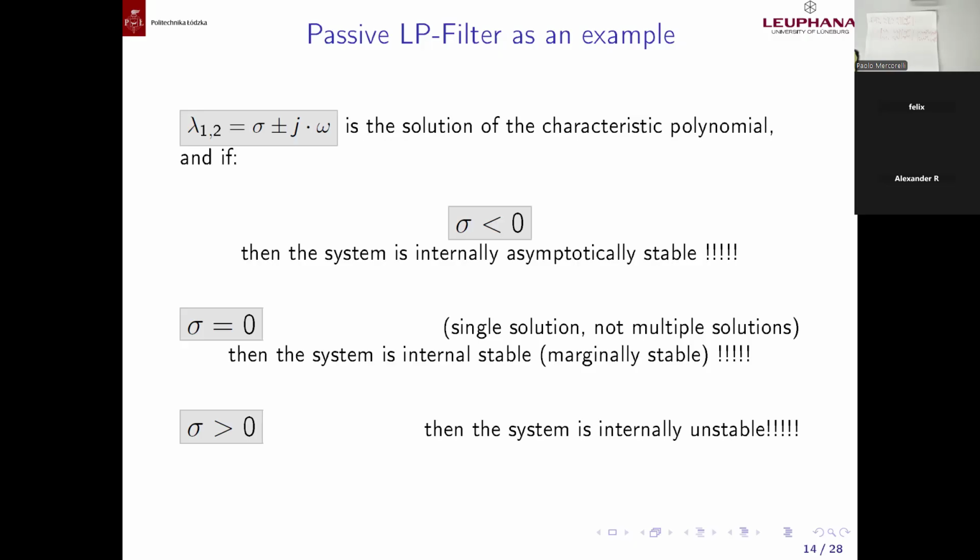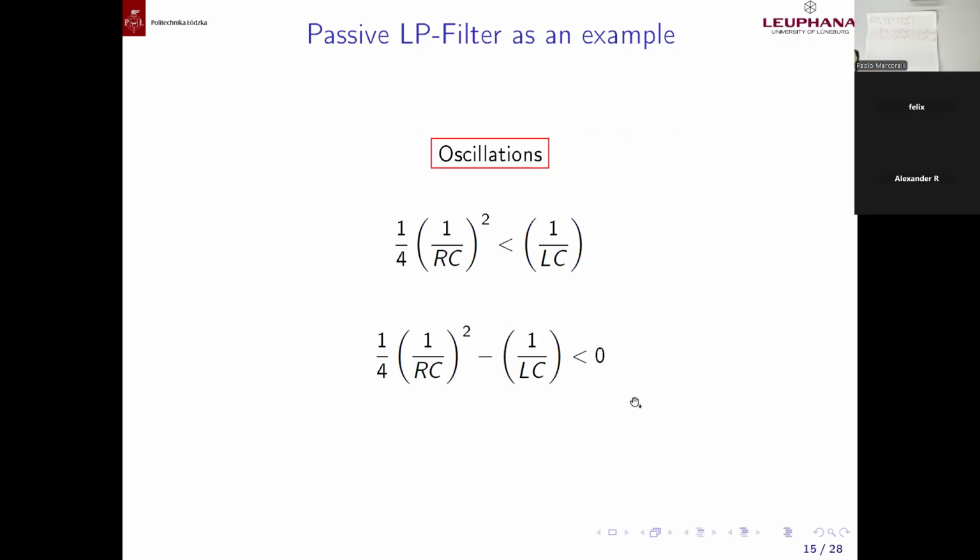Sigma larger than 0 means unstable, because the exponential function has a positive coefficient. Here we can see when we have oscillation, I already told you: when what is under the root is negative. This is the condition.